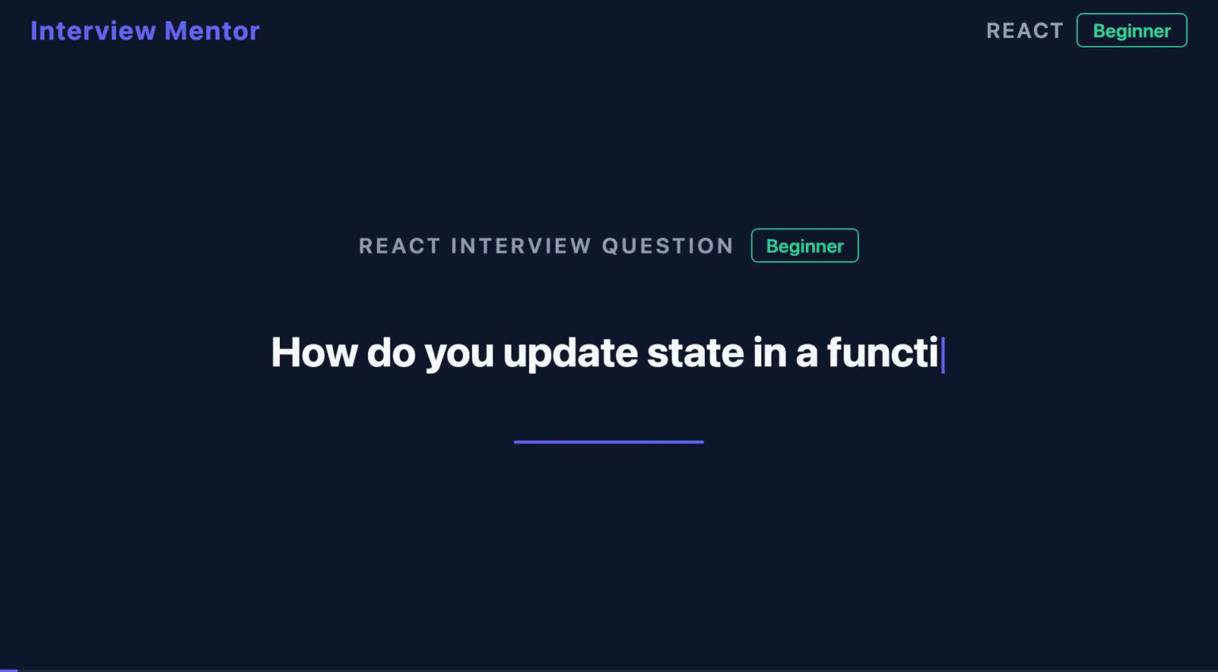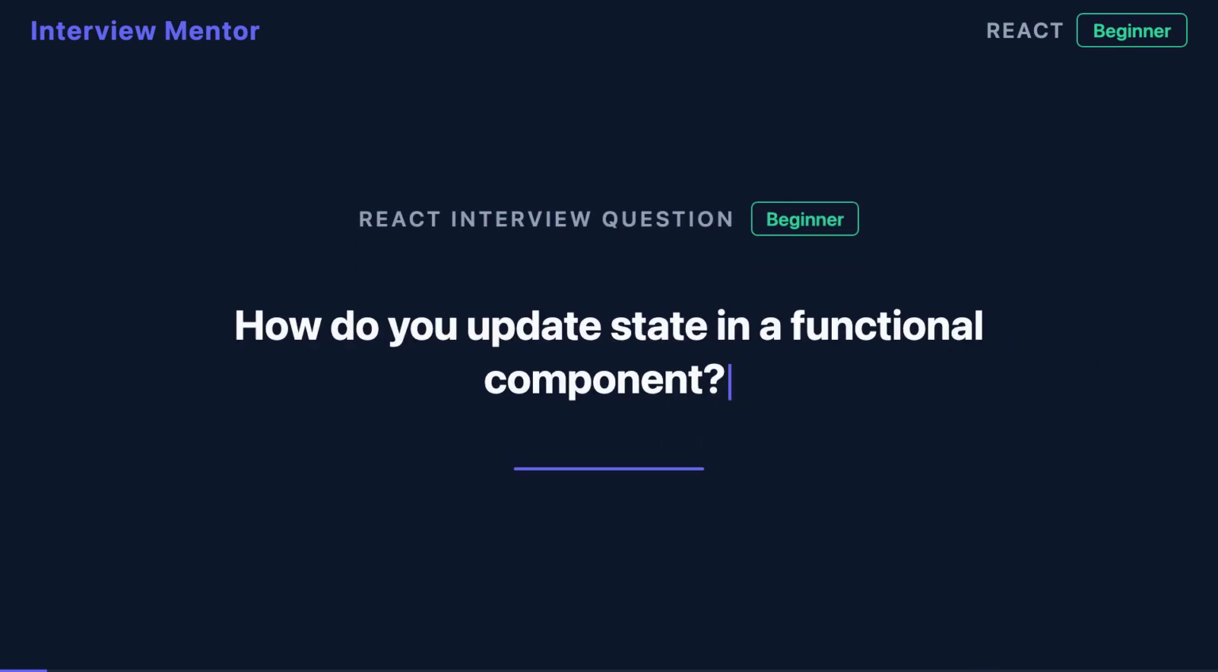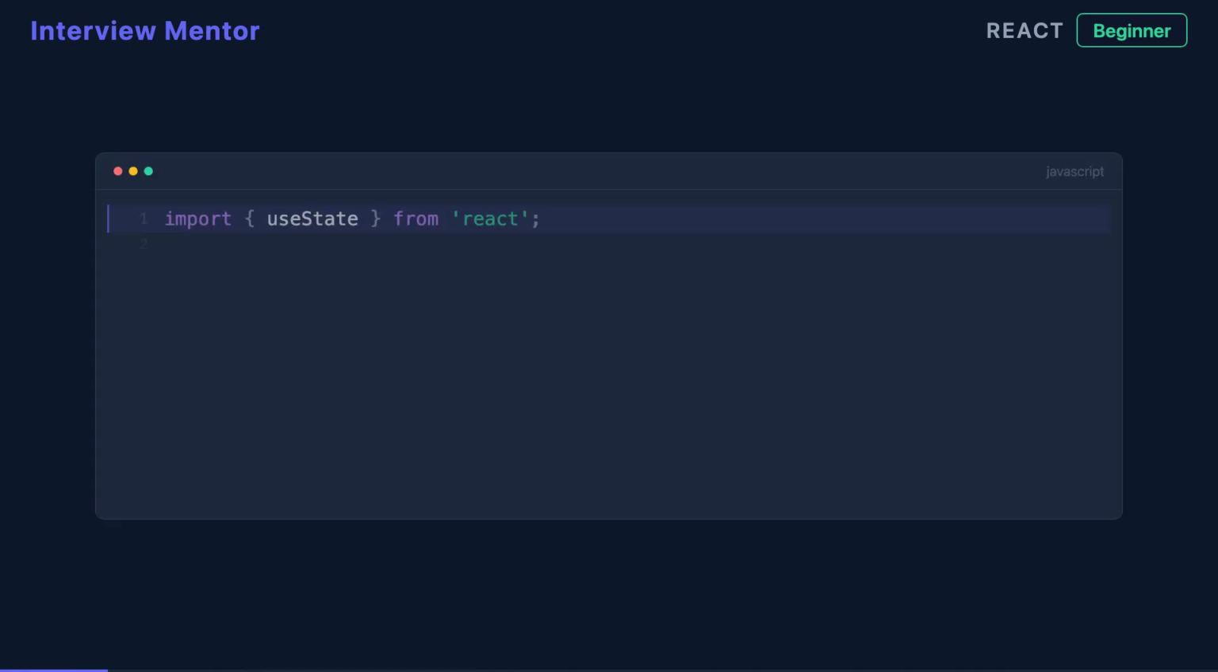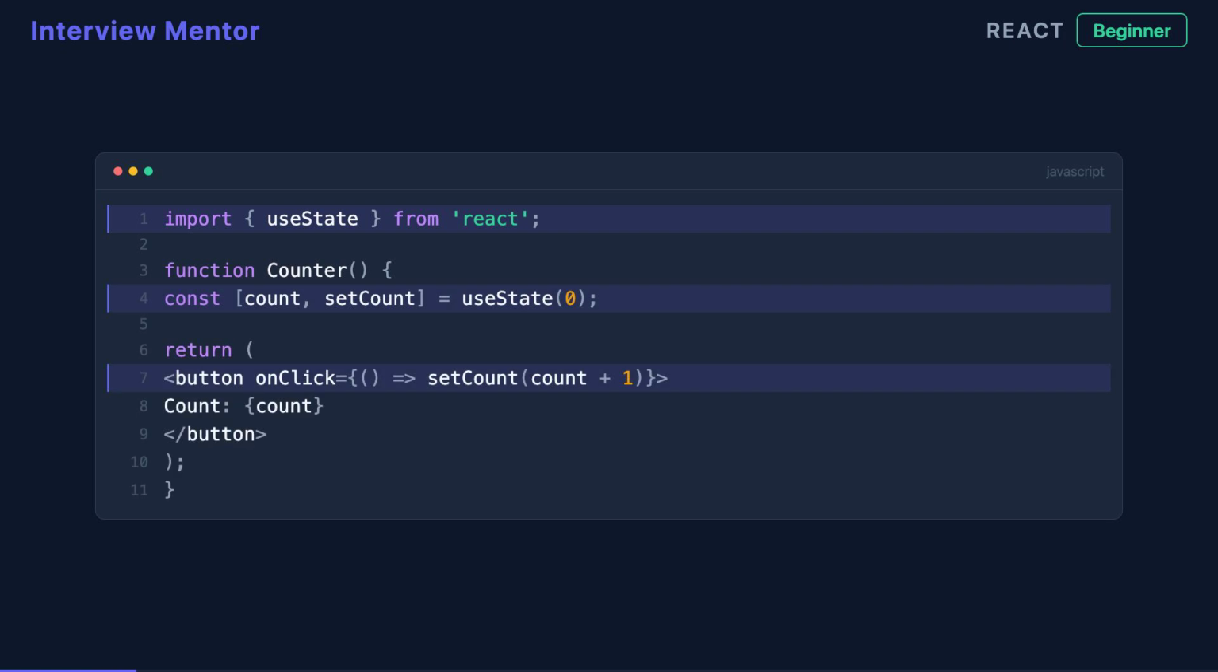Before hooks, functional components were stateless. useState changed everything. Let's see how to update state the modern way. The useState hook is the primary way to manage state in functional components. You call it with an initial value and it gives you back the current state and a function to update it. Import it from React, then declare your state variable.